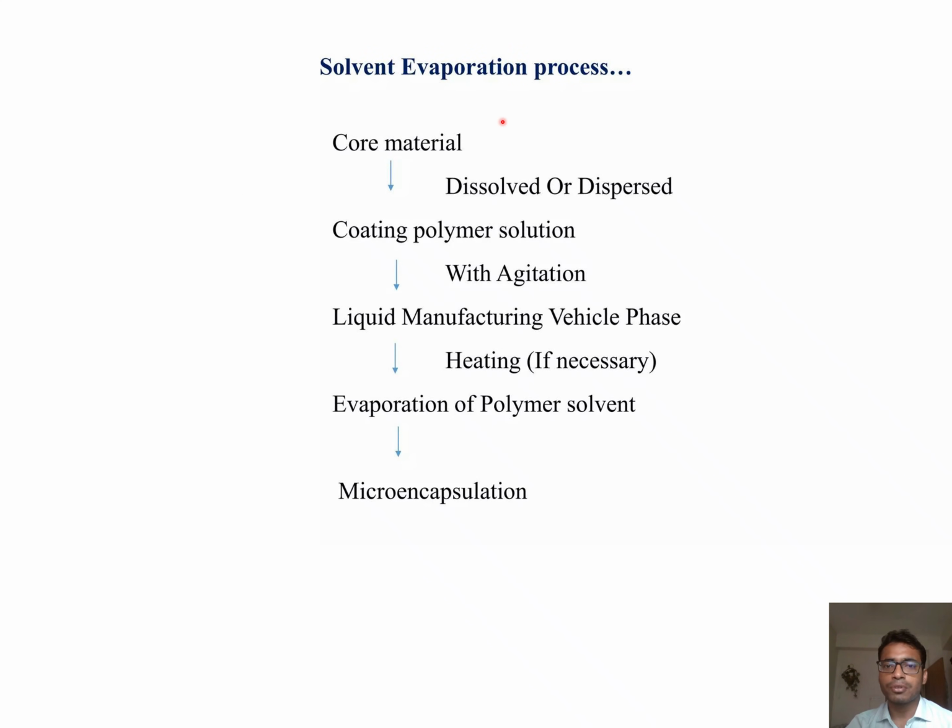In the solvent evaporation process, the core material is dissolved or dispersed in the coating polymer solution. Then with agitation, the liquid manufacturing vehicle phase is prepared, and upon heating, the polymer solvent evaporates, giving microencapsulation. Actually, you will apply some polymer, some tablet core, and some solvents, and this solvent will be evaporated, nothing else.